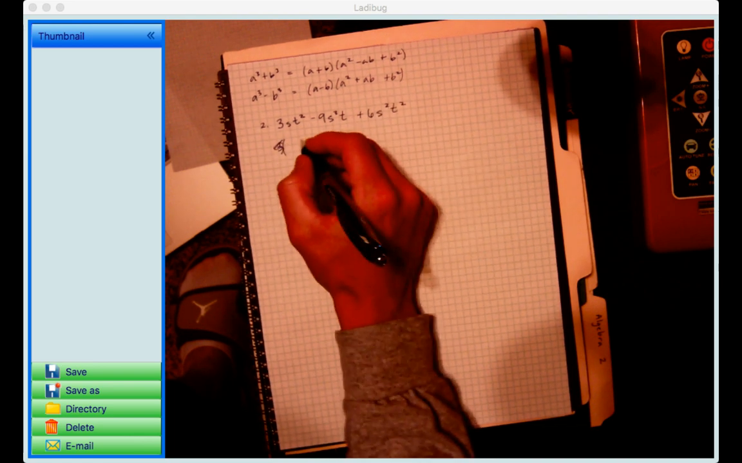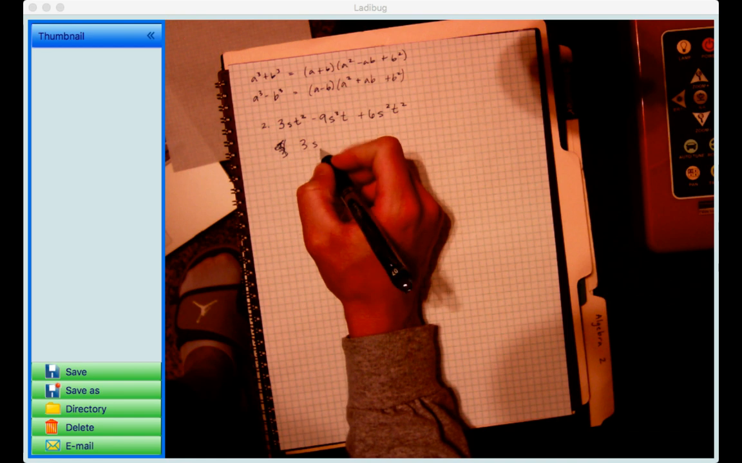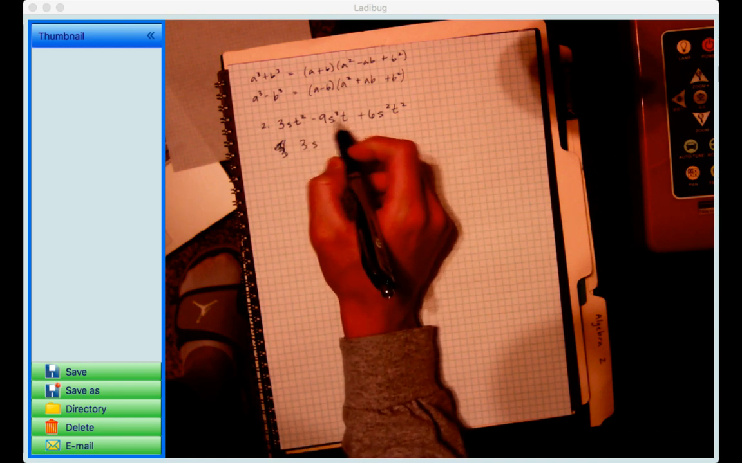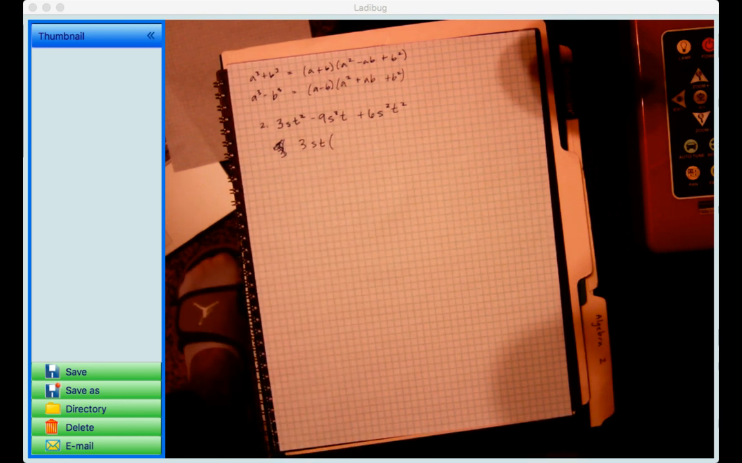Sorry, shouldn't have had those parentheses yet. So I can take an s out of everything. And then I have a t squared, a regular t, and a t squared. So the most I can take out is a t. And then it's kind of like dividing.